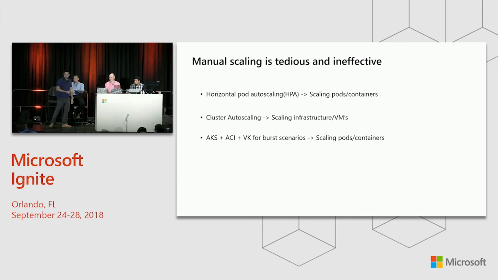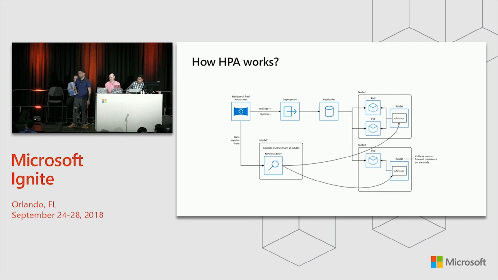So let's go ahead and take a look at how these work. The horizontal pod autoscaler is fairly simple. It runs as a pod on your cluster. It's constantly talking to the metric server, collecting your metrics, and when it notices that you've reached a threshold of CPU usage, it starts up another pod. Very simple. But that will work as long as you have resources to place these pods.